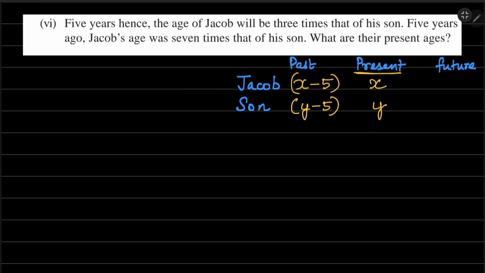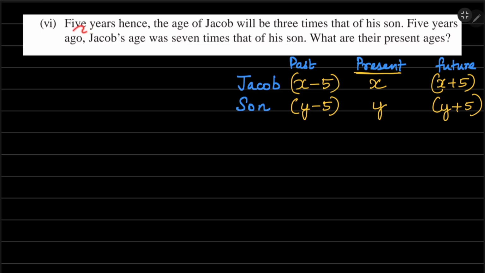Future, what is given about the future? 5 years hence, that means after 5 years. The present age is x, after 5 years it will be x plus 5. Present age of the son is y, after 5 years it will be y plus 5. Correct? Now, once you have written this, it's very easy to write the two linear equations.